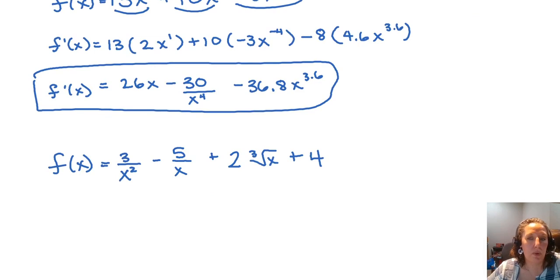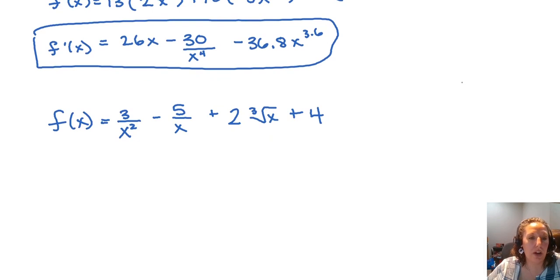All right, our next example, we have f of x equals 3x squared minus 5 over x plus 2 times the cube root of x plus 4. So the first thing we need to do is to get this into the form that we saw in the previous one, because our power rule only works if we have a coefficient times x to a power. We cannot have that x in the denominator. So before we take our derivative, let's go ahead and rewrite this in that form.